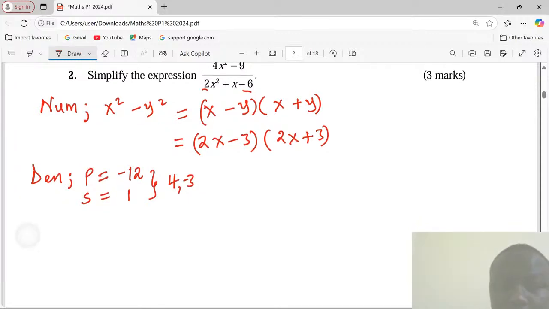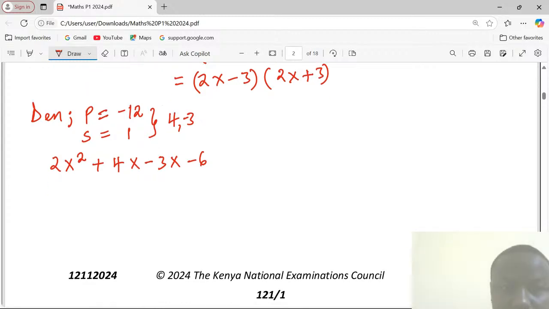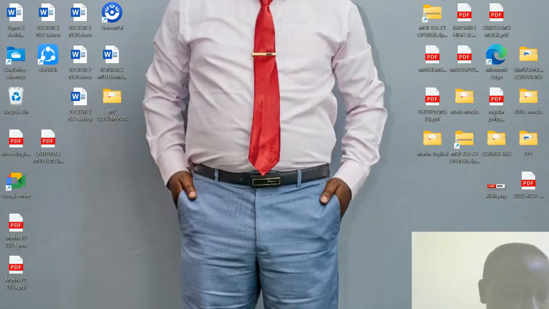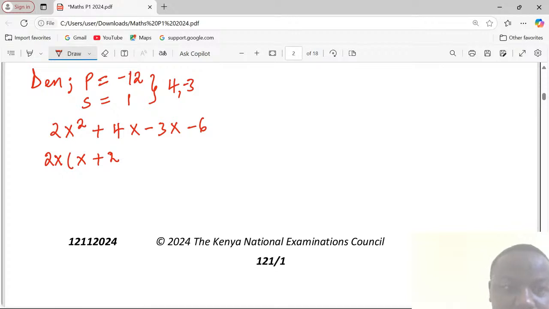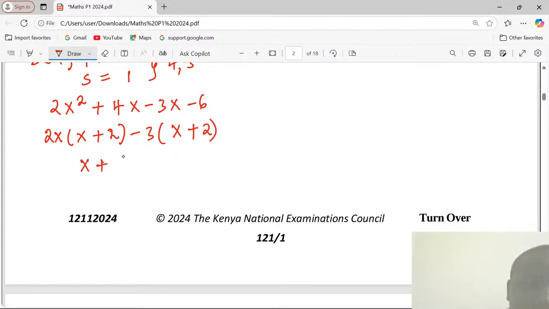So now we can replace b with the two factors, such that 2x² plus 4x minus 3x minus 6. Now we can factorize from the first two terms. We factorize whatever is common, and that is 2x, so that will remain with x plus 2. Then minus 3 is common, so that will remain with x plus 2 again. So now we can pick the common factor in the brackets, x plus 2. Then from outside the brackets, we will have 2x minus 3.